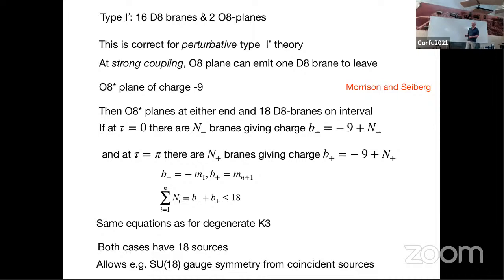And that's exactly what's needed for allowing, for example, SU(18) gauge theory arising when you have coincident sources. So the important thing was that because we had an S duality in the chain of dualities we were looking at, that meant that we were necessarily talking about things at strong coupling. And so it's perhaps not surprising that such a story is emerging.